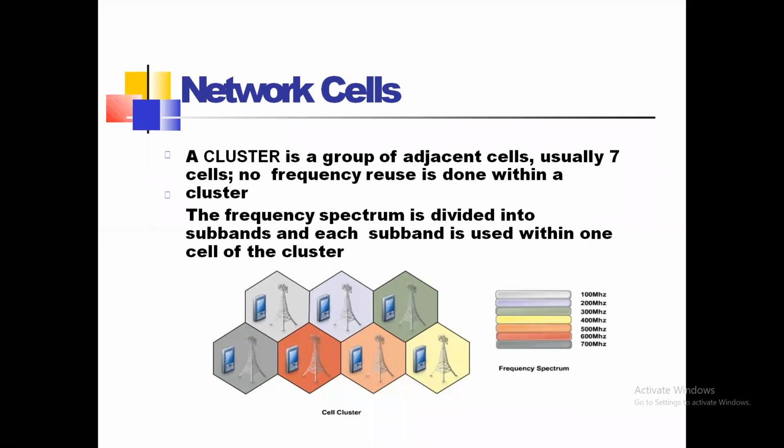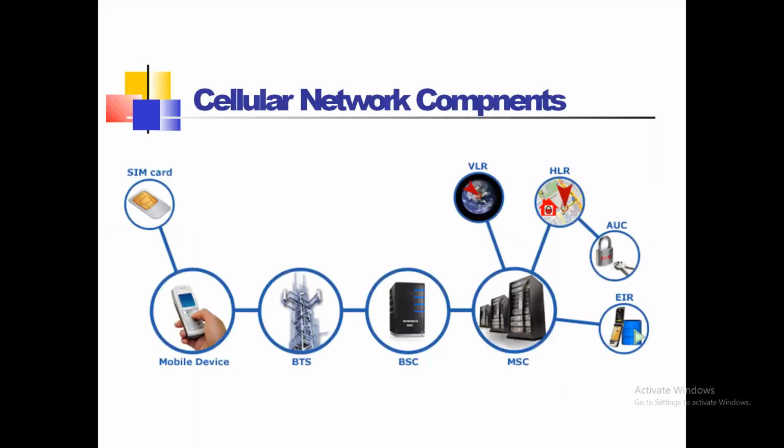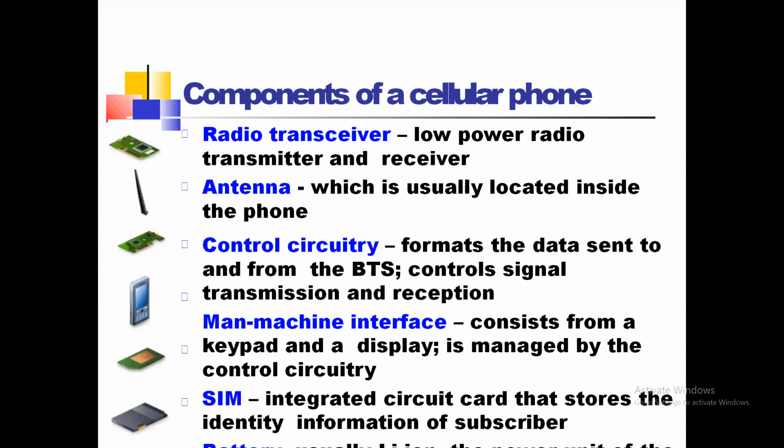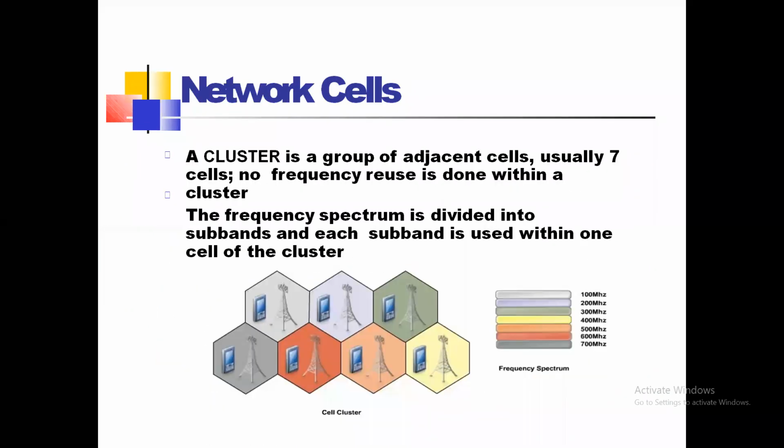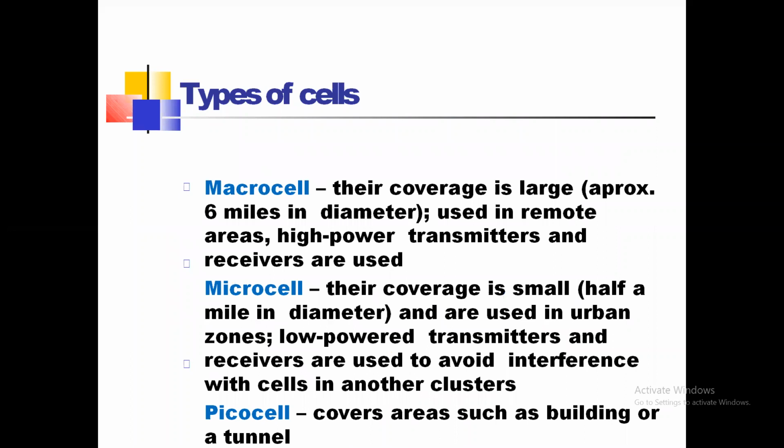A group of cells is called a cluster. The total number of cells in a cluster varies from 4 upward. This is mainly used in the frequency reuse concept, where we use a particular set of frequencies for each cell in the cluster. But outside of this cluster, we reuse the same frequencies by maintaining a minimum distance.